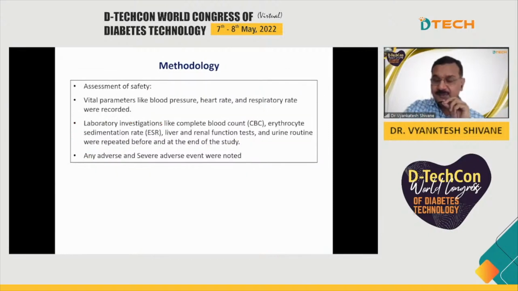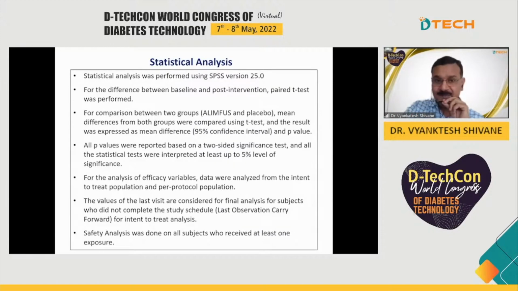The safety parameters were definitely the vital assessment, including heart rate, electrocardiogram, respiratory changes or blood pressure changes, and other safety investigations like liver function tests and kidney function tests were done. Statistical analysis was performed using SPSS version 25.0.